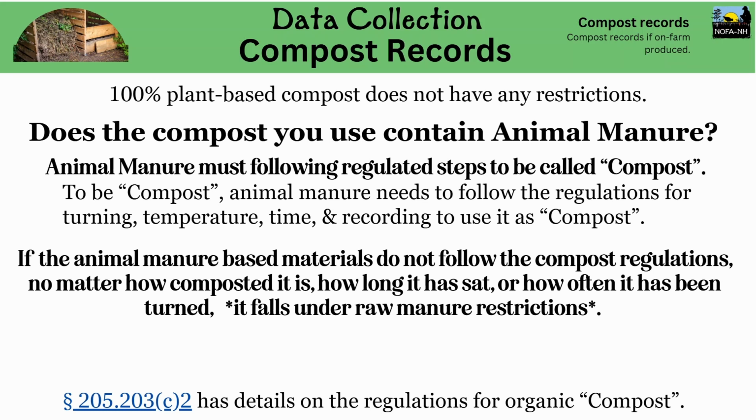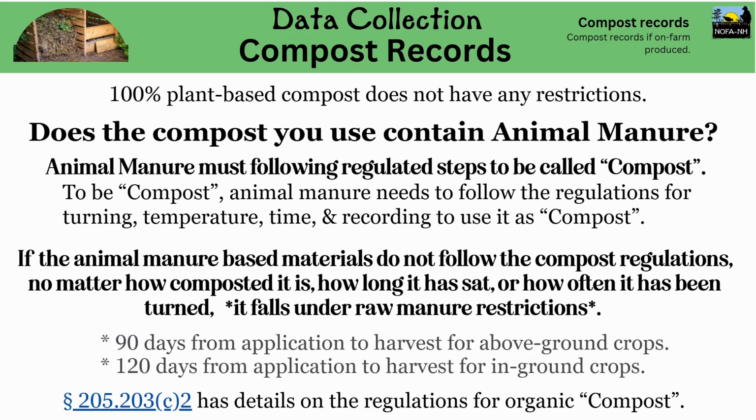If this protocol was not documented using specific data required by the regulation, then the product produced will always be considered raw manure, no matter how long it sits, how many times it is turned, or how much it looks like soil. Raw manure can be used in organic production, but it comes with restrictions on its usage from application to harvest. Often, raw manure is applied to planting areas in the fall, allowing for plenty of time from application to harvest during winter months when nothing is growing in New Hampshire.